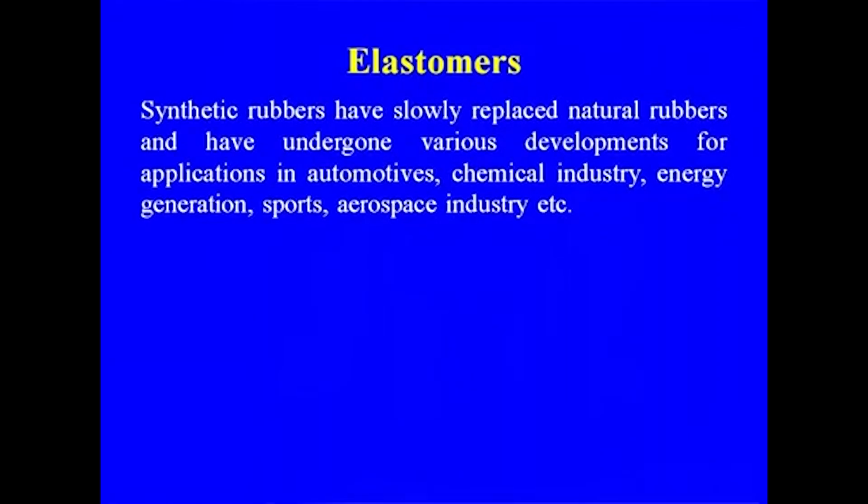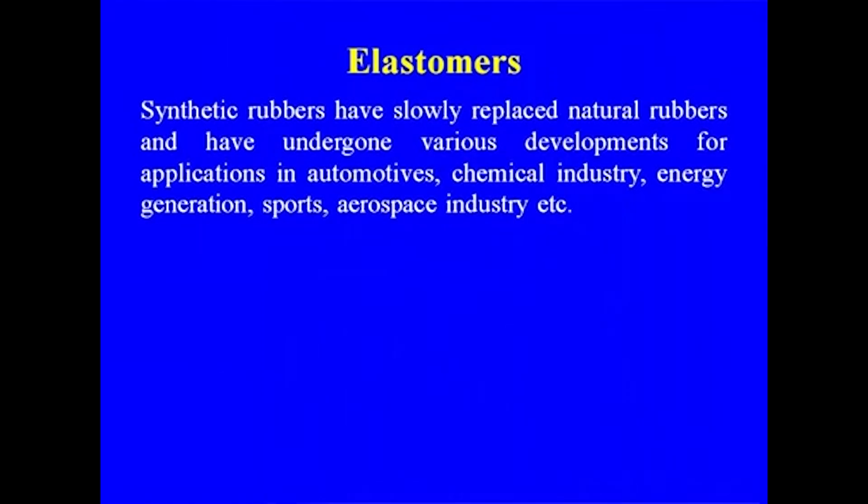Now, let us discuss synthetic rubber. Synthetic rubbers have slowly replaced natural rubbers and have undergone various developments for application in automotive and the chemical industry, because automotive is one of the major consumers of rubber. In the chemical industry, we use rubber lining of equipment. In various other applications and appliances also we are using rubber goods. Energy generation, sports, aerospace industry, these are all where we are using synthetic rubber in some form or other.